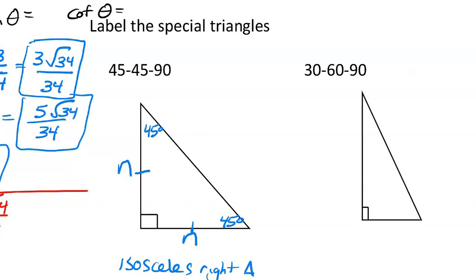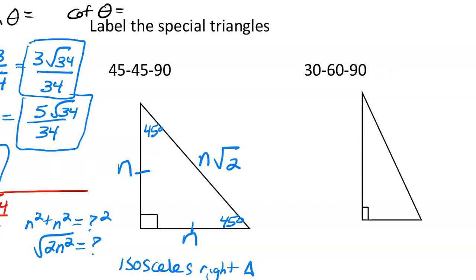Now, if you forget the pattern, you could use the Pythagorean theorem to find what the hypotenuse is. That would be n squared plus n squared equals whatever that hypotenuse squared is. That would be 2n squared equals what we're looking for, square root both sides, and we get n times the square root of 2. So that's the pattern for a 45, 45, 90 triangle.